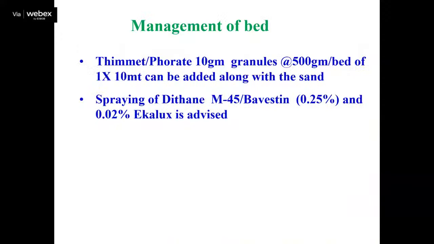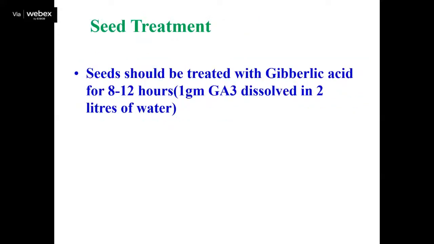So, as I mentioned earlier, 4 to 10 gram granules are used in the bed. Bavistin is used after germination of the seedlings when you find a fungal infection. Seeds have their own inherent ability for germination, but to obtain uniform germination, we have to break the dormancy.